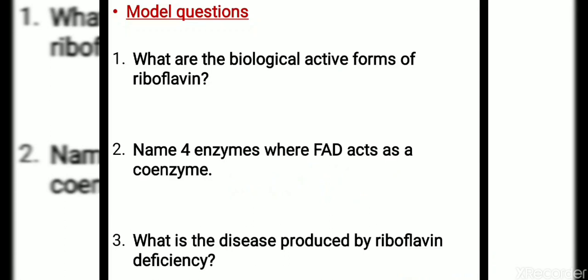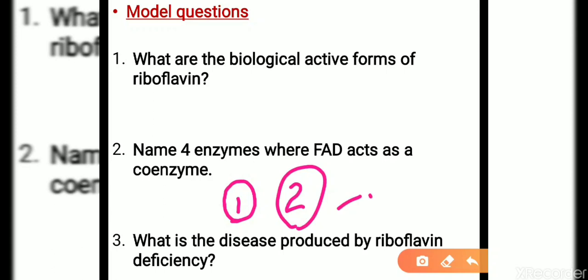The third question: what is the disease produced by riboflavin deficiency? Riboflavin deficiency produces ophthalmic manifestation as circumcorneal vascularization, and also produces manifestations in the mouth like glossitis, cheilosis and angular stomatitis. So that's all regarding riboflavin.